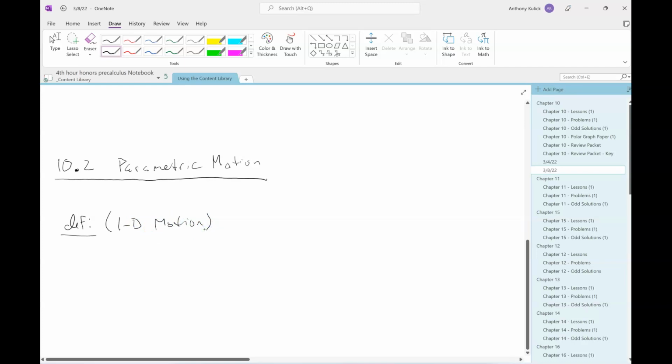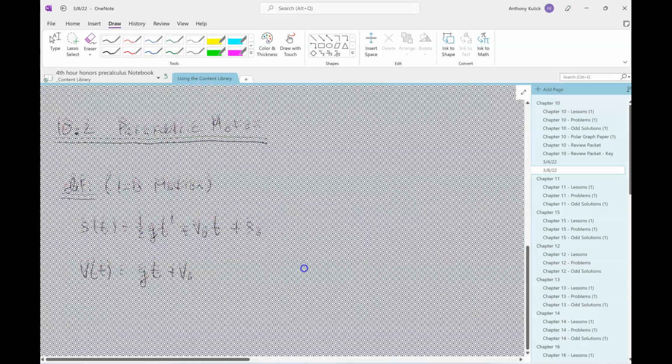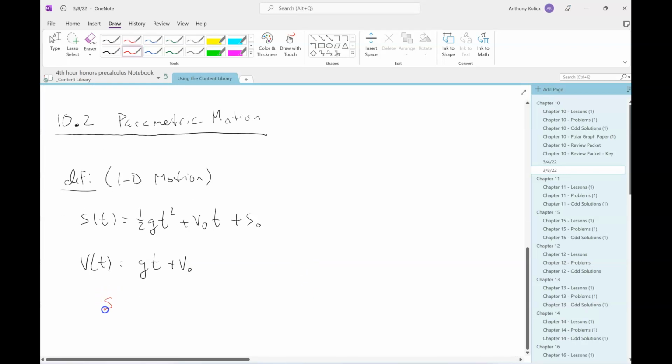We have one-dimensional motion. I'm going to give you an equation for both position, which is S, and velocity, which is V. Velocity is basically the same thing as speed, but it also has a direction to it. In physics, speed doesn't have a direction, while velocity can. Since this is one-dimensional, S is basically just height.